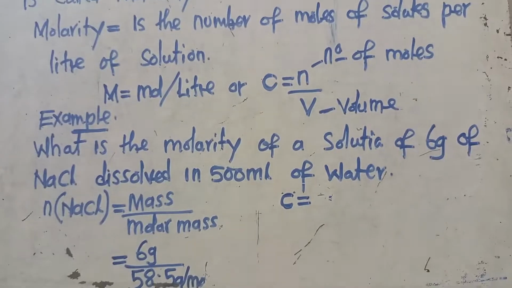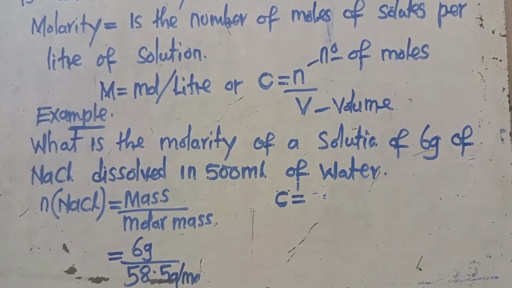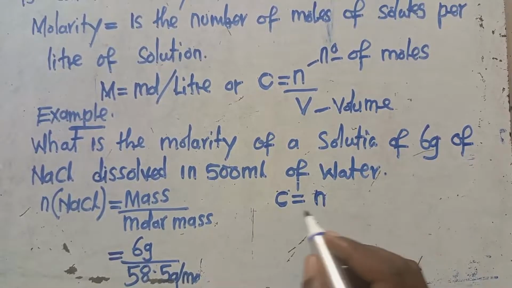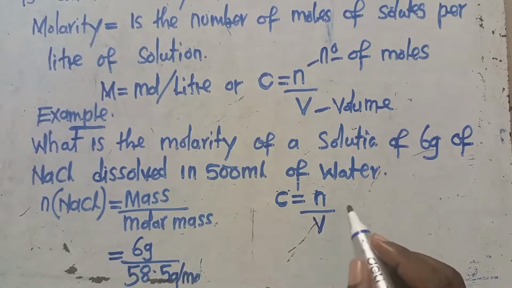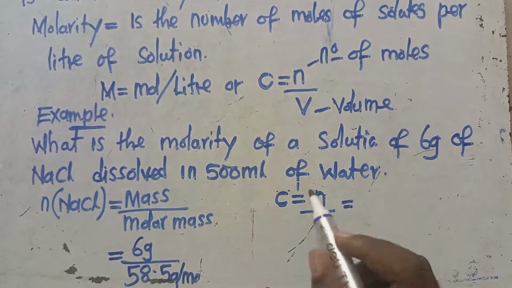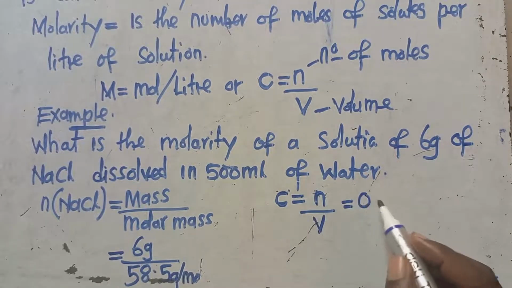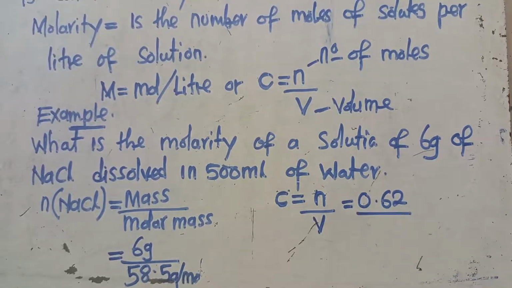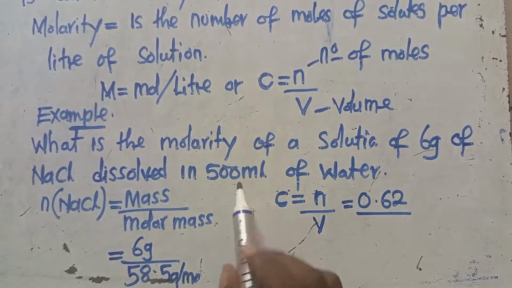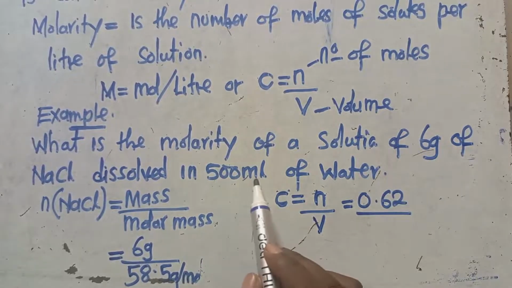So what I need to do here, I say concentration is equal to the number of moles over the volume. The volume that I'm using is this one. So it is equal to 0.62 over the volume. We are given 500, and this is in milliliters.